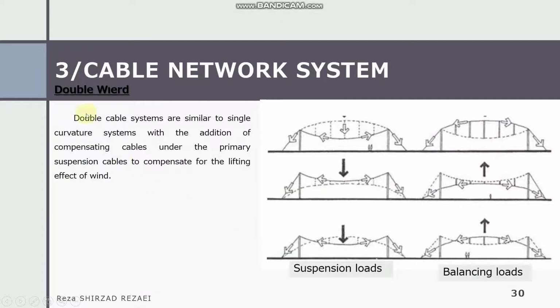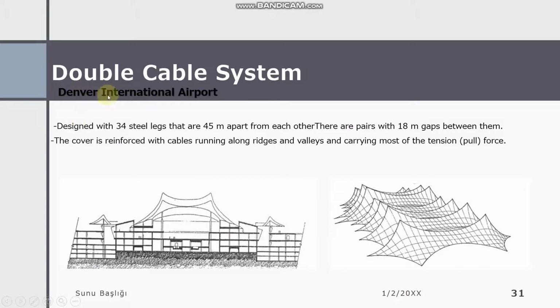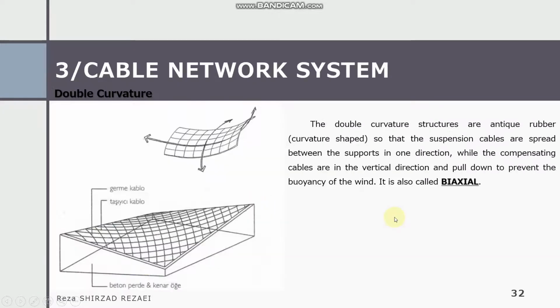As you can see, double curvature cables are similar to single curvature systems, with the addition of compensating cables under the primary suspension cables to compensate for the lifting effect of the wind. Here is the suspension load and the balancing load. Denver International Airport is an example of the double cable system.